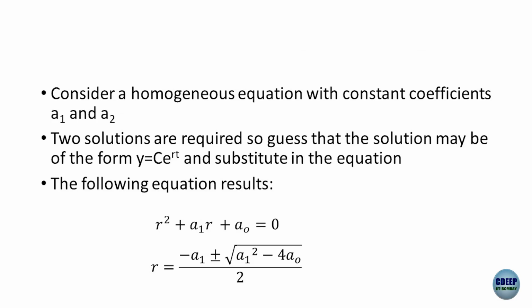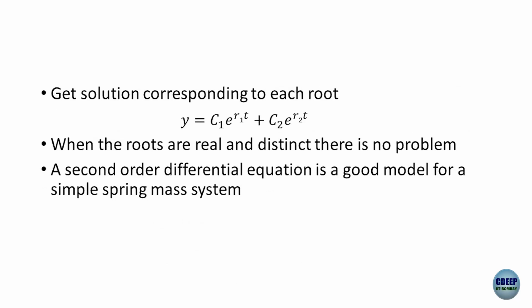And the two solutions are going to be coming about by saying that I'm going to assume y is going to be equal to e to the rt, and go ahead and plug it into the equation. You get a quadratic equation. You solve the quadratic, you get two roots, and each of these roots is going to give you one solution, and the solution to the homogeneous equation is c1 e to the r1t plus c2 e to the r2t.